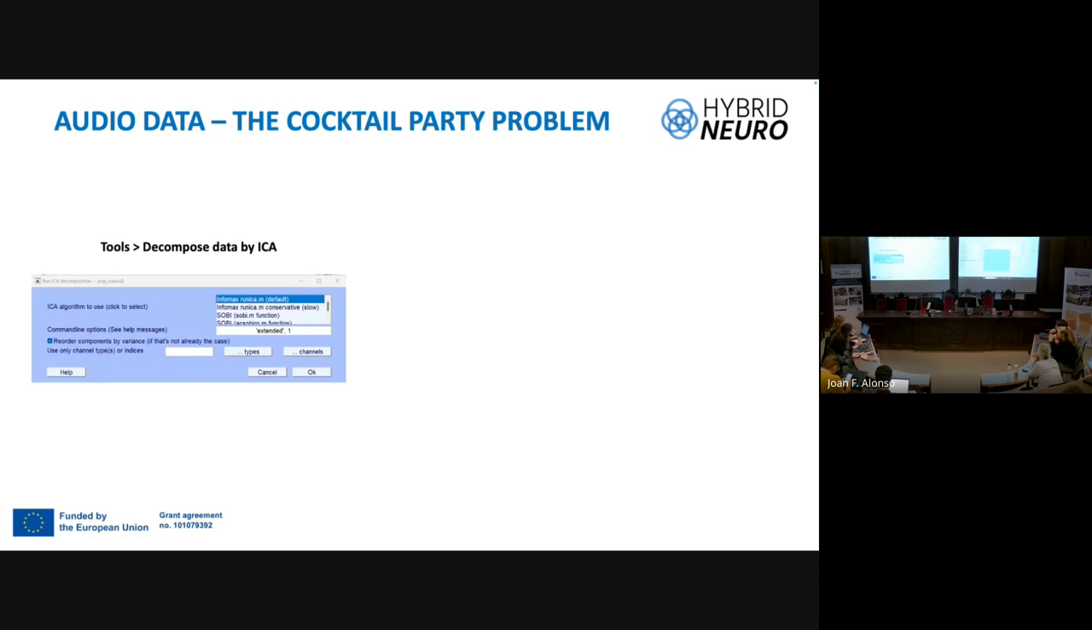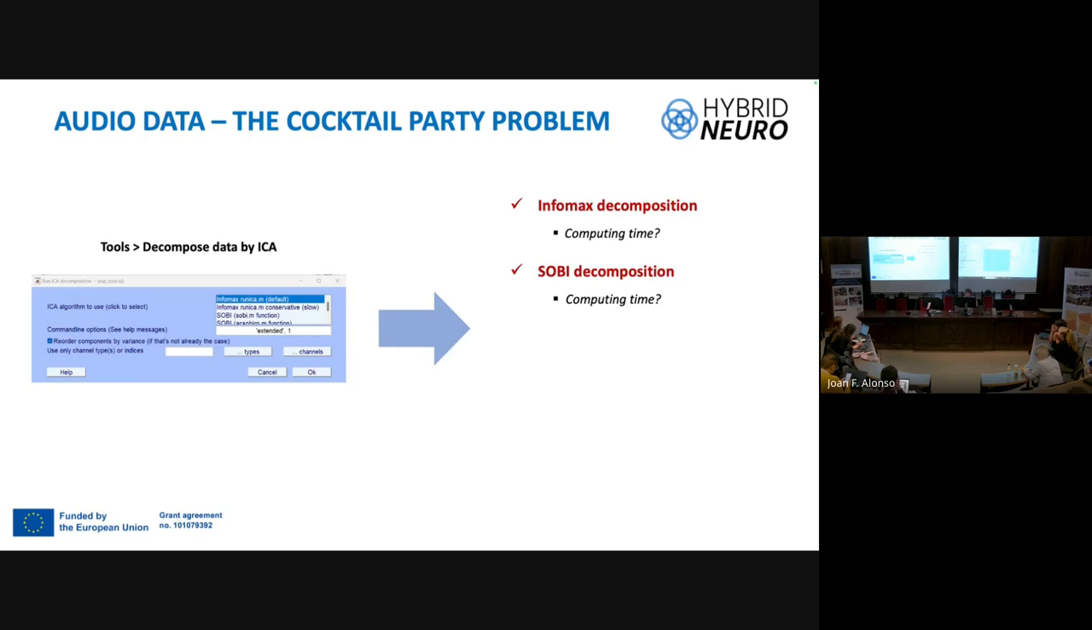Using this blind source separation analysis, for example, we can use two different approaches. The first one is Infomax, for example, which is based on the minimization of the mutual information. And the second one is based on second order statistics of the data.